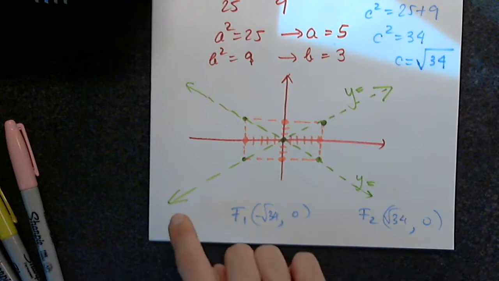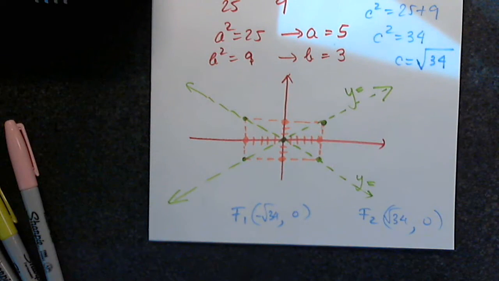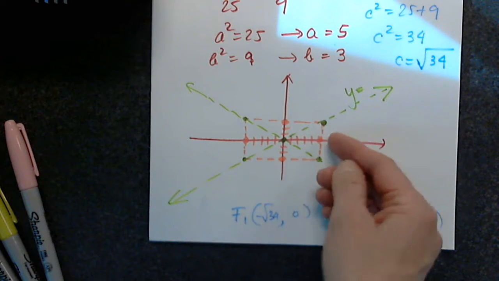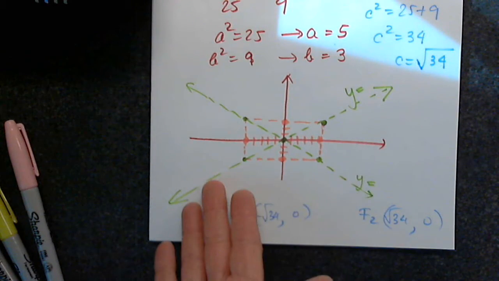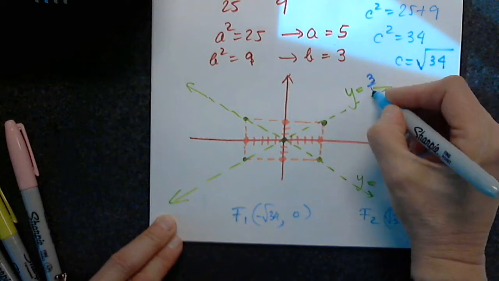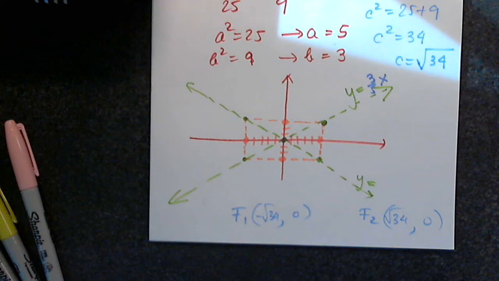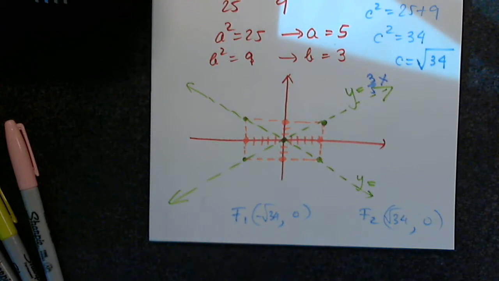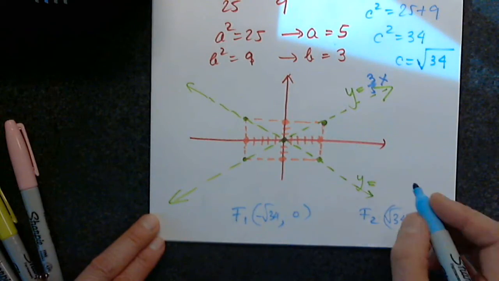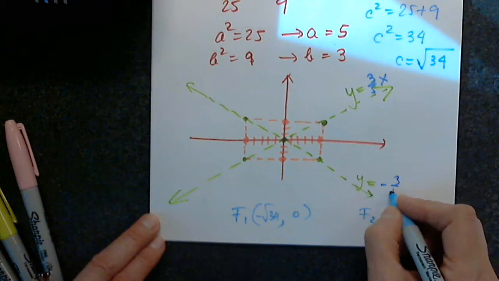Can anyone give us the equation of this line? Can anyone give us the slope, first of all? So indeed, 3/5, right? 3/5. And since it passes through the origin, it must be 3/5 x. Very good. Now, can anyone give us the equation of this asymptote? Right.